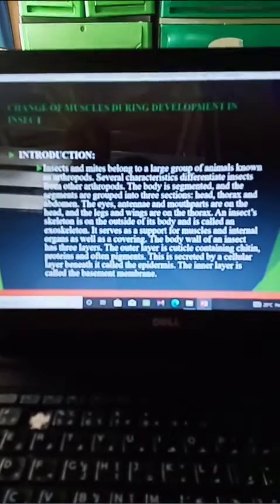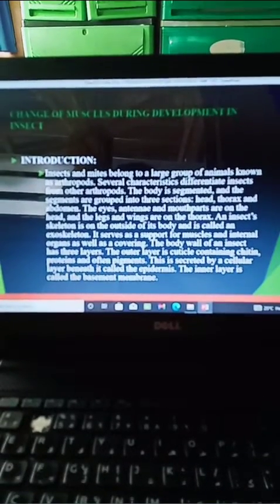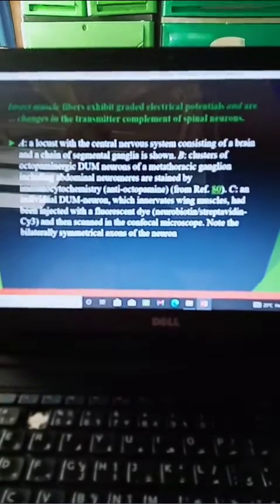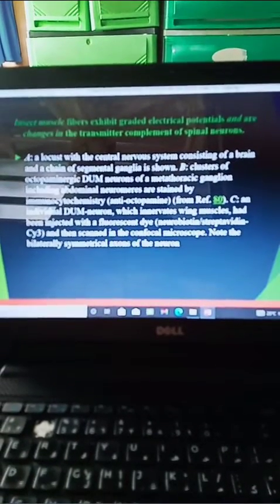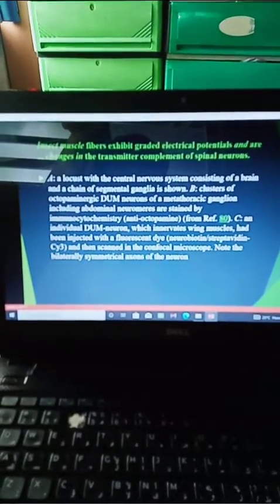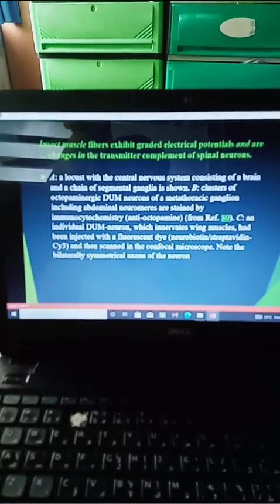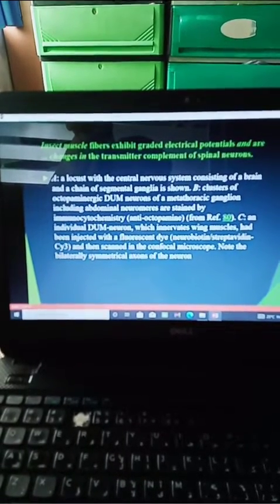This is the picture of the skeletal muscles during the development of the insect. Next, insect muscle fibers exhibit graded electrical potential and changes in the transmitter complement of spinal neurons. A locust with a central nervous system consisting of a brain and chain of segmental ganglia is shown.